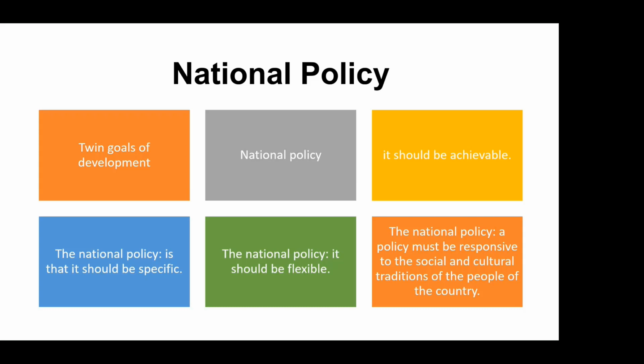Among the national policies, how can we decide what is actually a national policy? That means national policy should be achievable. We should achieve that specific thing. But before going into detail, first I will briefly explain the twin goal development, and why we call it the twin goal development.